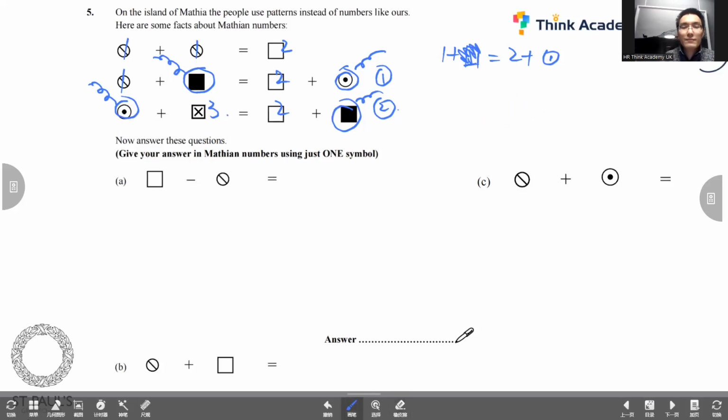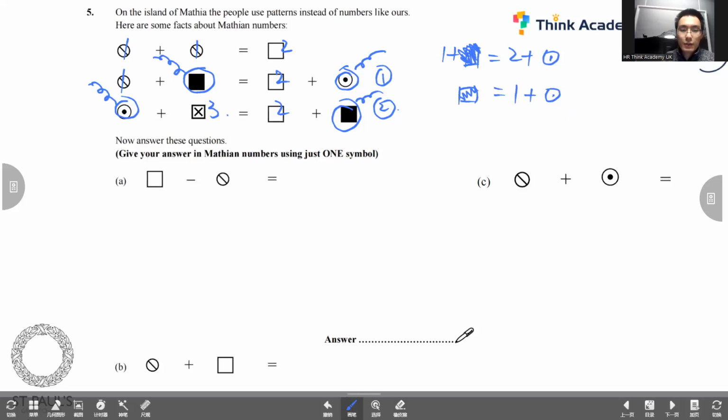So the last one, we still need to find the black square and the dotted circle. We cannot find the exact value for these two, but we can find a relationship between them. Take away 1 from both sides of the equation. That gives us a black square equals 1 plus the dotted circle. Okay, this is the relationship between them.